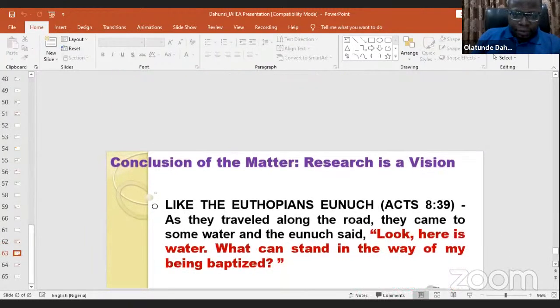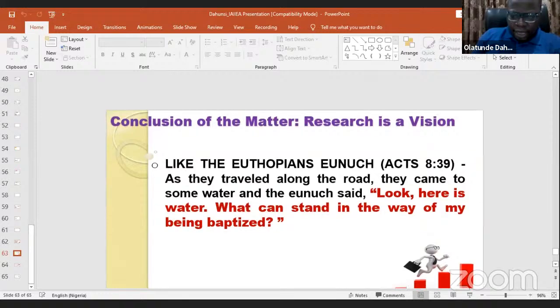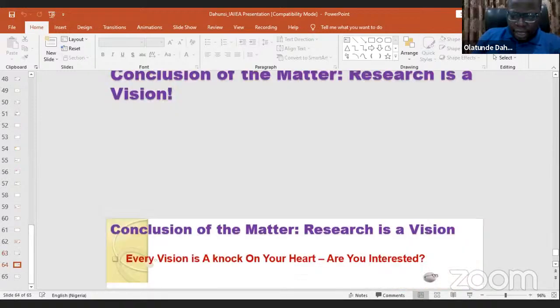Now, in the Bible, we read about the Ethiopian eunuch, and you know the story. Philip was saying, when we get to the water, we'll baptize. He said, no. Look, here is water. What can stand in my way of being baptized? Just get me baptized now. So, friend, if there's a time you must sit down and get started at your research to get to the very peak, it is now and not tomorrow.